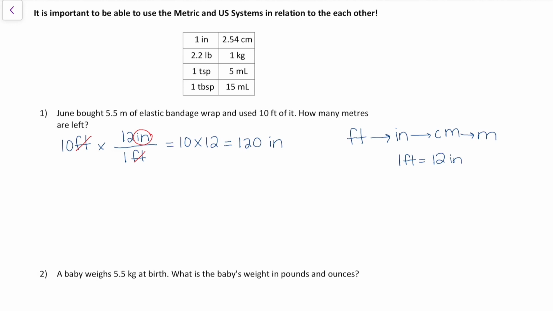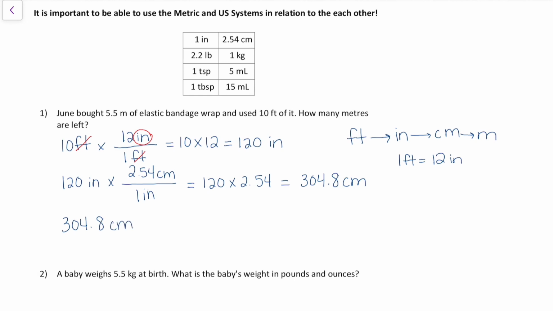Now I'm going to use my bridge, my inches to centimeter conversion, in order to get from inches to centimeters. So I have 120 inches. I'm going to put the 1 inch on the bottom and the 2.54 centimeters on the top. So I'm going to do 120 times 2.54, which is 304.8 centimeters. And now I'm going to take that centimeters and go to meters.